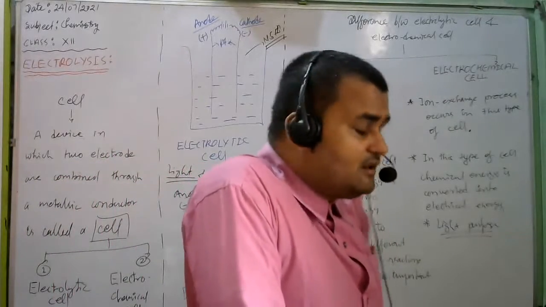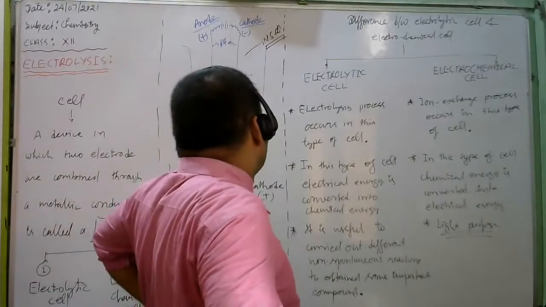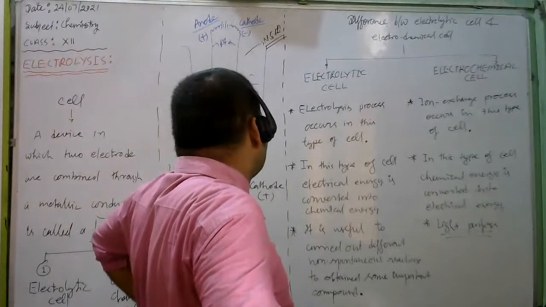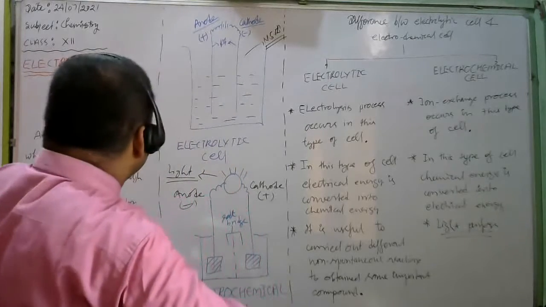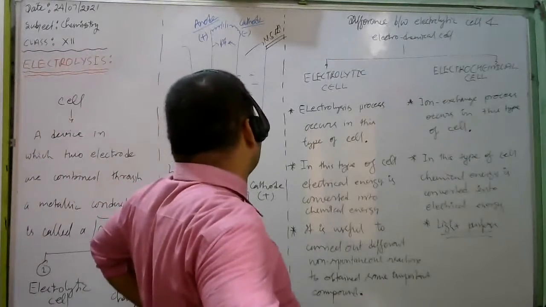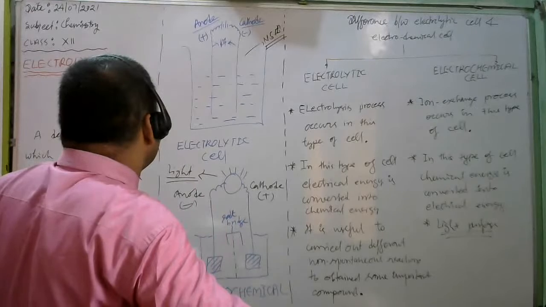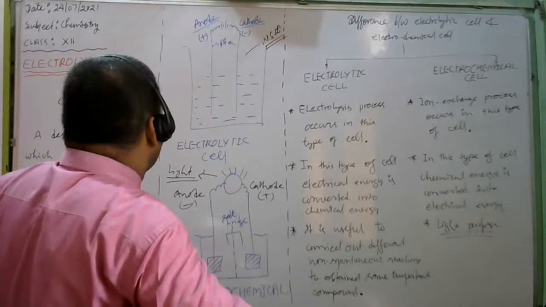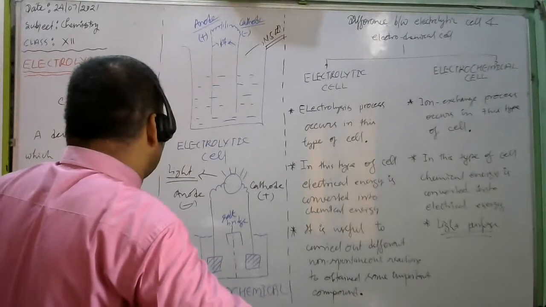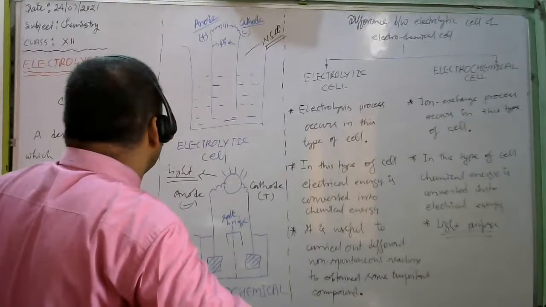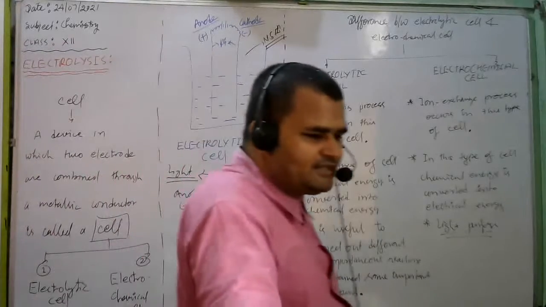And you know, dear students, in the electrolytic cell, as I have already mentioned, both electrodes are of platinum. At the anode oxidation occurs, and at the cathode reduction occurs, right? So it means here positive ions will deposit at the cathode, and negative ions will deposit on the anode, right?